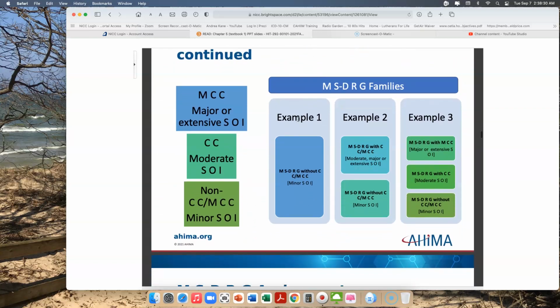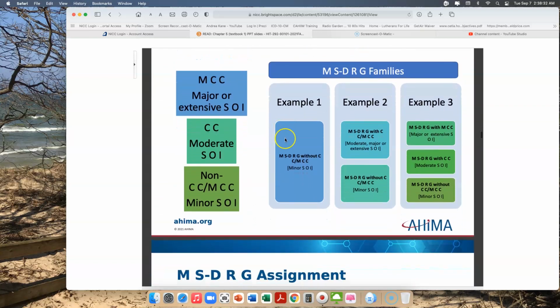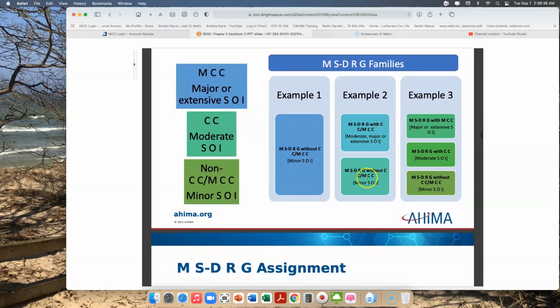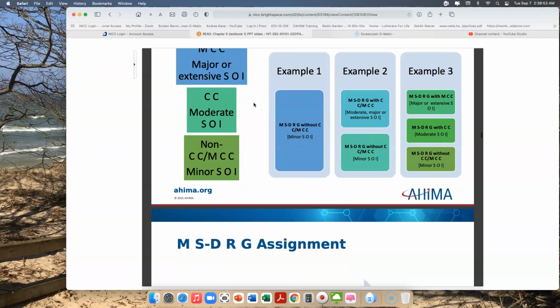So you have what's called an MSDRG family. And within that family, you can have with CC or MCC and without CC or without MCC. You can also have with MCC, with CC, and without MCC or CC. So you can have all three. Just depends on how they're laid out.